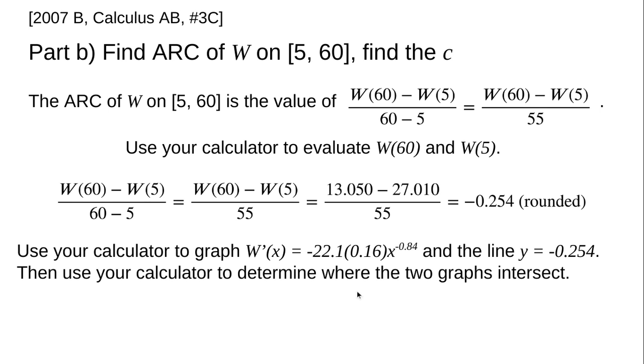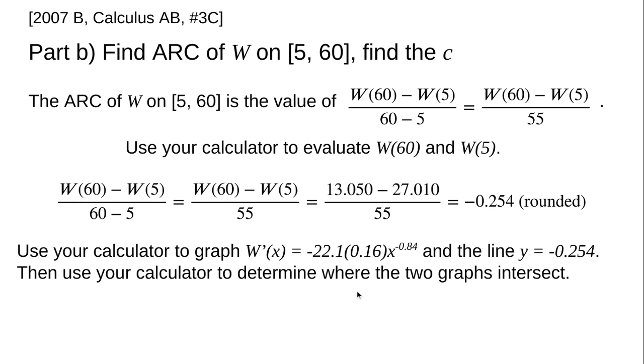All right, so to find the value of C at which W prime takes this value, we're going to use our calculator. We're going to graph the function W prime of X. Technically, it's W prime of V, but on a calculator, you're going to type in X. So we plug that into our Y equals editor as one of the functions. We want to know when that is going to equal negative 0.254. So what we can do is enter a second function in a second Y variable, just graph the horizontal line negative 0.254, and then use our calculator to determine where those two graphs intersect.